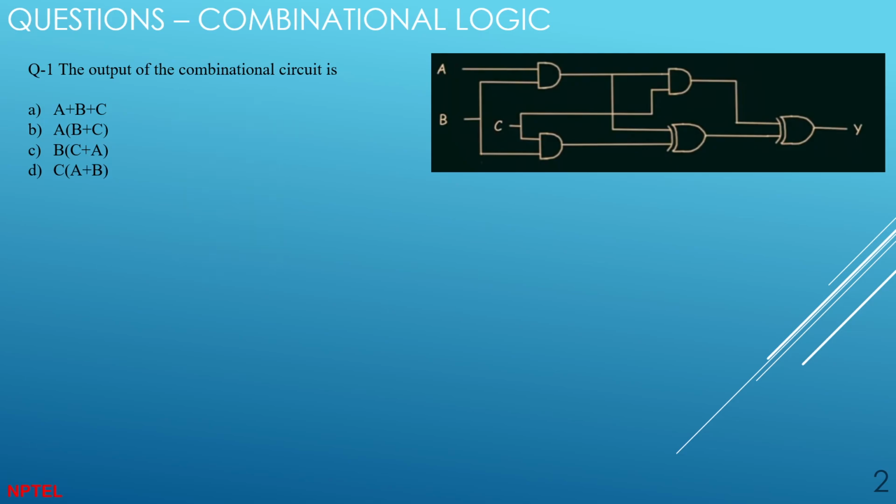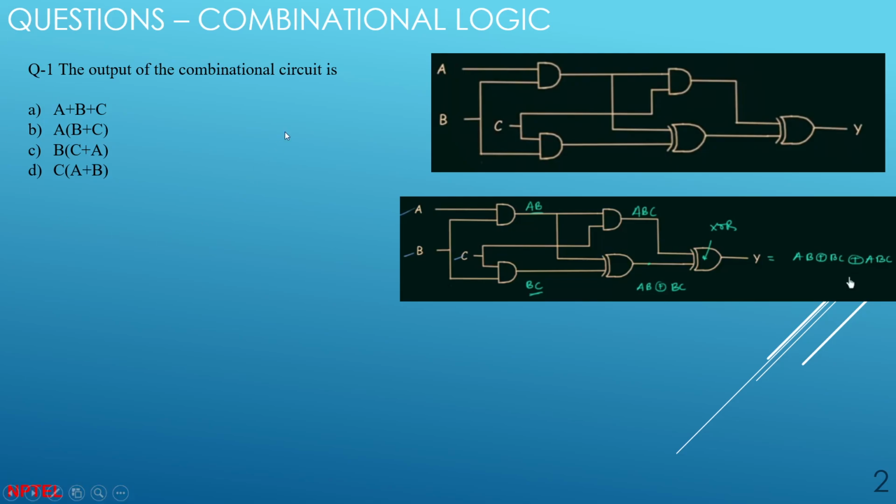First you need to simplify the problem. An AND gate is kind of a multiplication, so A AND B is A dot B, and similarly B AND C is B dot C. When you see an XOR gate, there's a different notation: a plus encircled, the sign of XOR. When you do the simplification, you will get Y equal to this. So how to solve this kind of question?